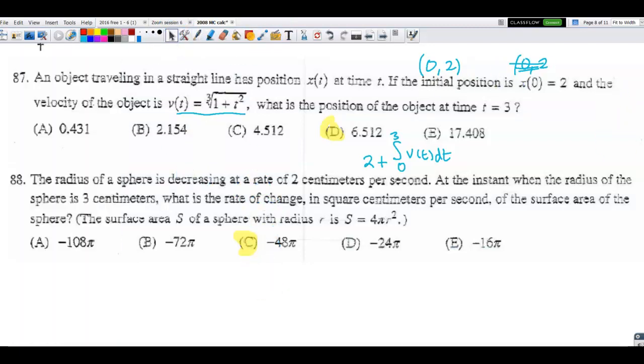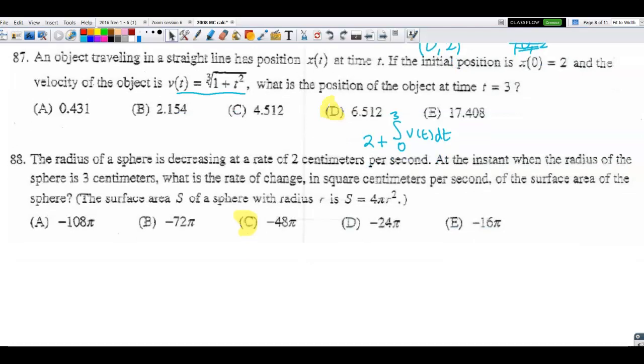Your favorite, number 88, a related rate. The radius of a sphere is decreasing. So radius rate, dr dt, decreasing, so negative, that's important, 2 centimeters per second. Read with your pencil. At the instant when the radius of the sphere is 3, so when r equals 3, what is the rate of change per second of the surface area? So we want surface area rate, ds dt, is equal to what?